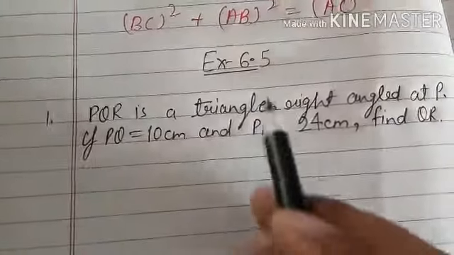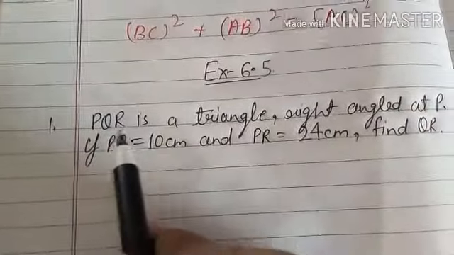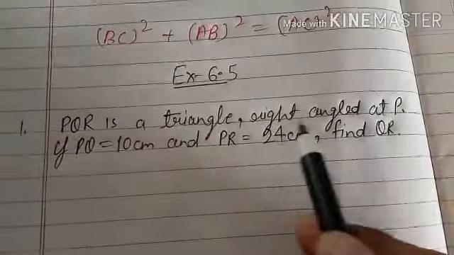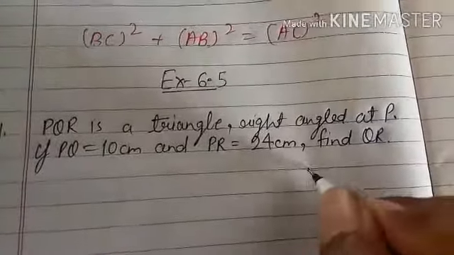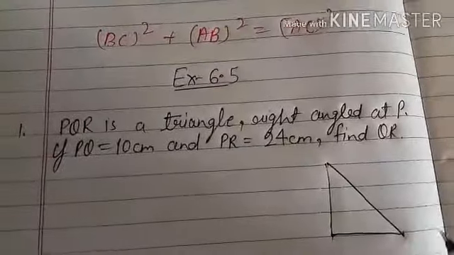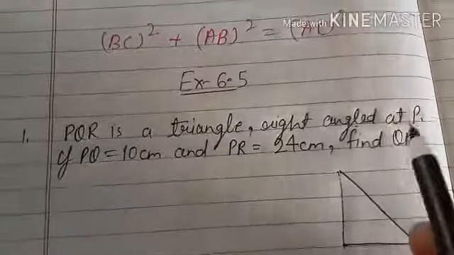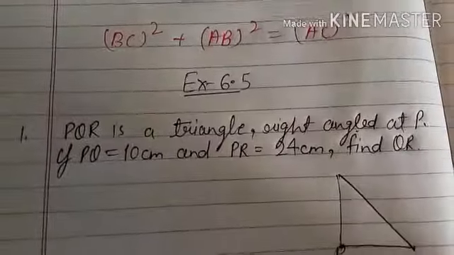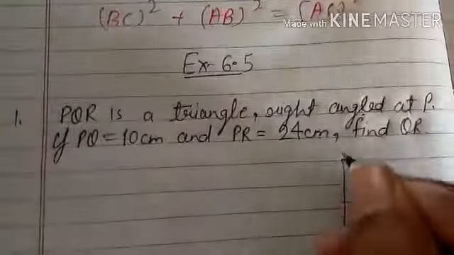Start exercise 6.5, question number 1. PQR is a triangle, right angled at P. So let's draw a right triangle here, and it is given that the right angle is at P. That means this is your P, and now we can consider Q here and R here.